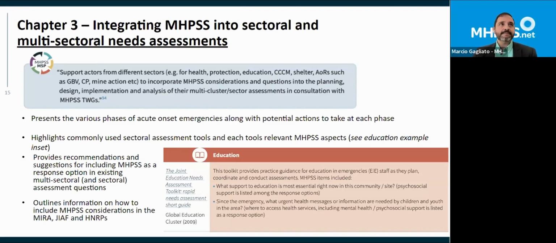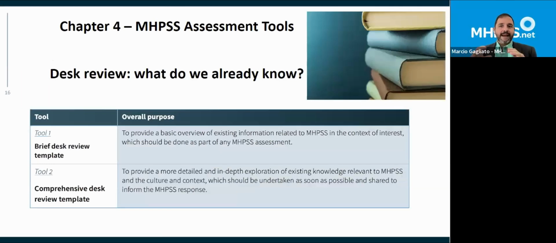Next one, please. And here is the golden part, I would assume. No, I mean, it's the golden part in the way that chapter 4 is extensive. We are talking about almost 100 pages unpacking different tools and resources that can be used when conducting mental health and psychosocial support needs and resource assessment.